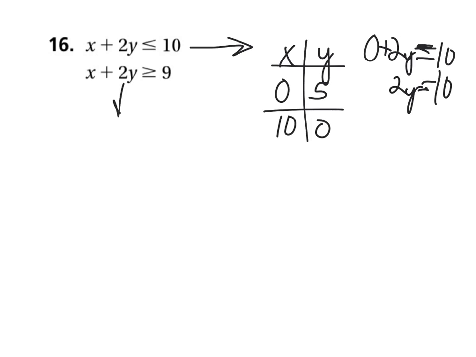And then for this other graph, we could do 0, and that'd be 4.5. You put a 0 for y, and that would be 9. And then you could graph that.